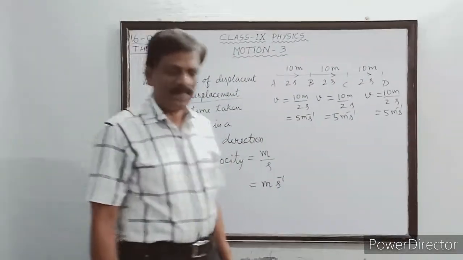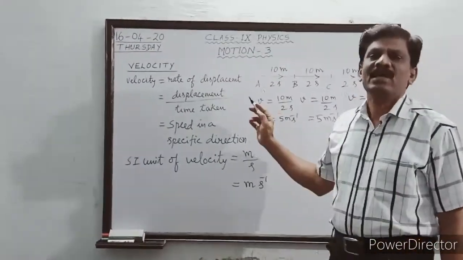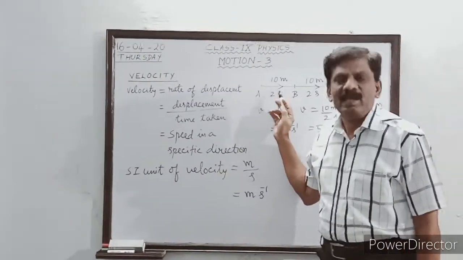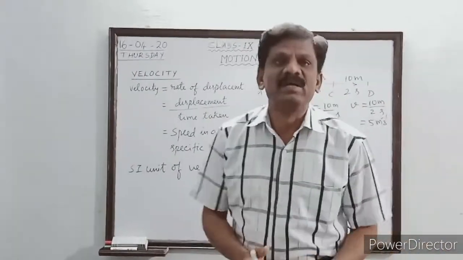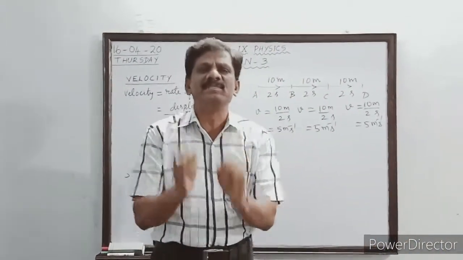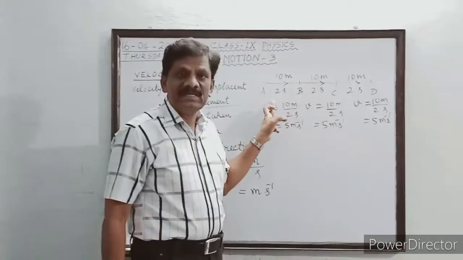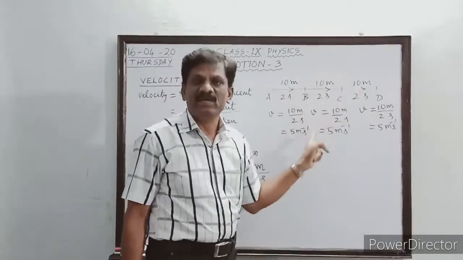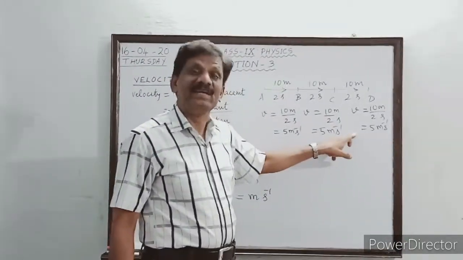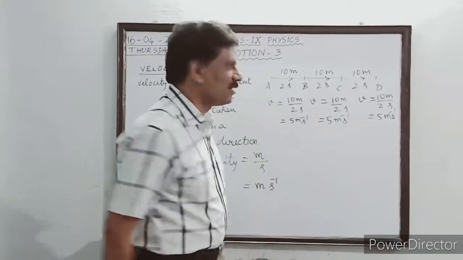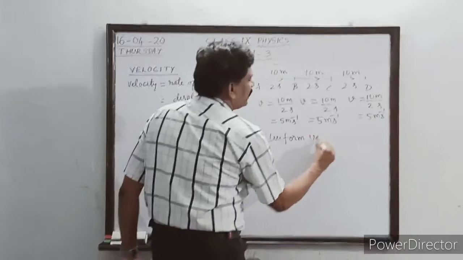In this example, we can very well see that the velocity of the body is the same between the points A and B, B and C, and also C and D. Why? This is because the body covers equal displacements in equal intervals of time. Do you understand? That is why its velocity is uniformly constant. This velocity only is called as uniform velocity.